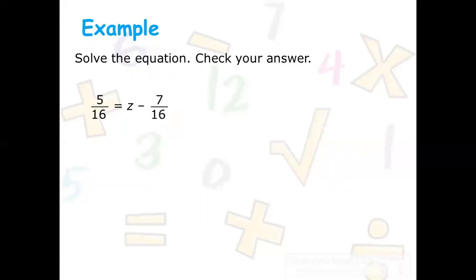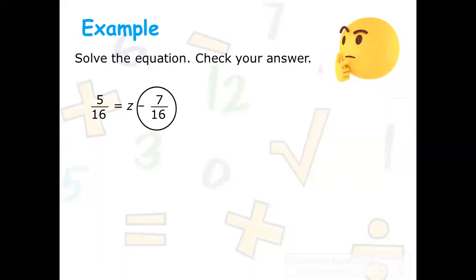Okay, so this time we have a fraction. 5/16 equals z minus 7/16. Hold on, don't worry, we are just going to add fractions, that's all. Okay, now we are going to find the value of z, right? So to find the value, what do we do? We have to keep z alone, only then we can find the value. Okay, so z, what do we do with this number which is with z? We move it to the other side, right?